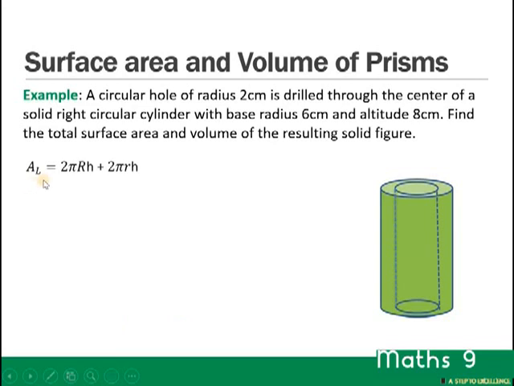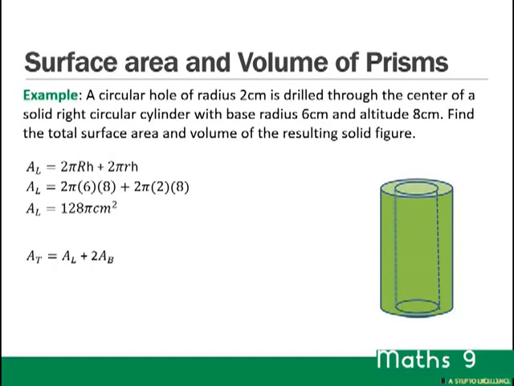We need to use the fact that the lateral surface area is equal to the lateral surface area of the large cylinder, so 2 pi RH, plus the lateral surface area of the smaller cylinder, 2 pi RH, which is 2 times pi times 6 times 8, plus 2 times pi times 2 times 8, which is 128 pi centimetres squared.